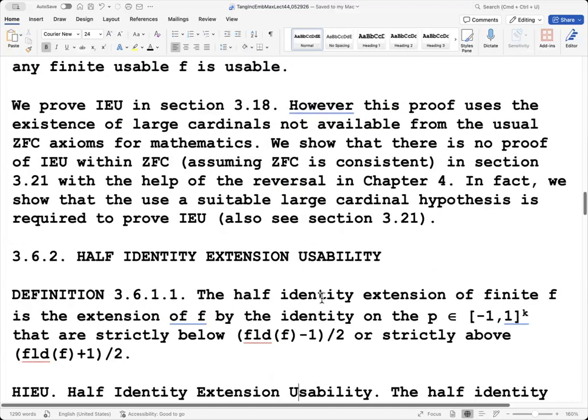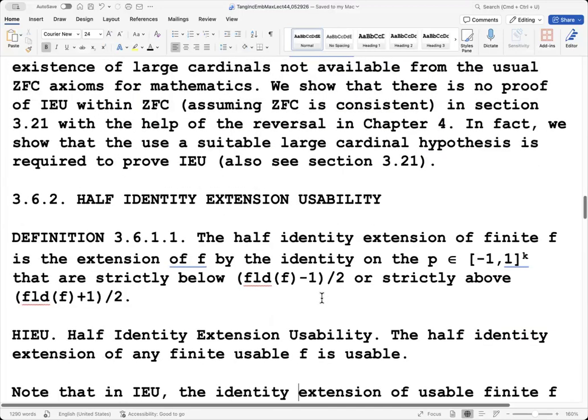And then the half identity extension is where you take the stuff that's halfway to the end and make that zero, and then halfway to the end below make it zero. So you've now gotten rid of the singularity. There's no singularities anymore, right? It's kind of separated. And this is called the half identity extension. I think we did this before. Now the new statement is just this. The half identity extension of any finite usable F is usable.